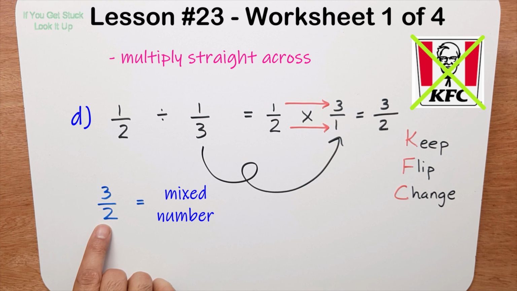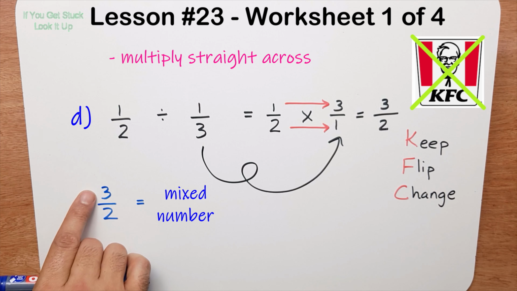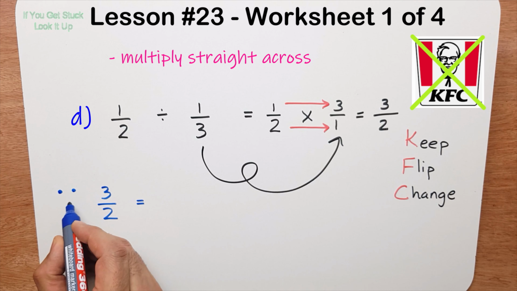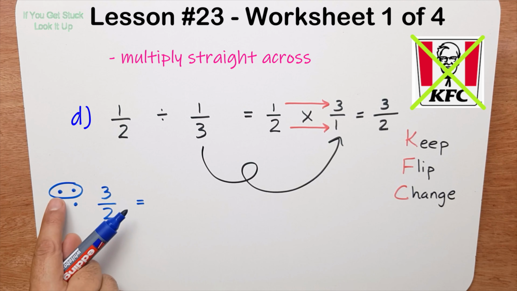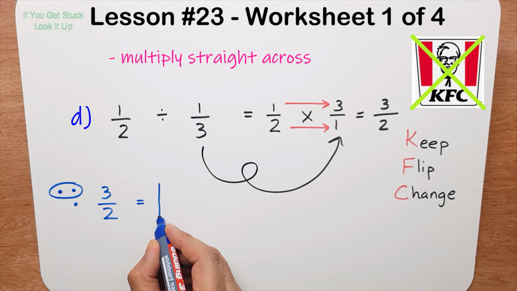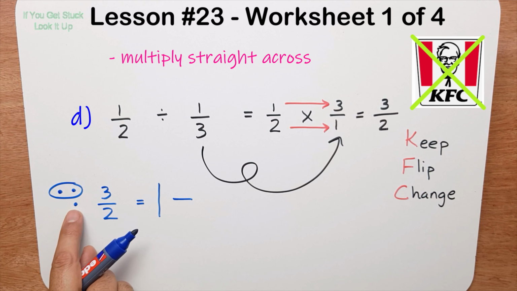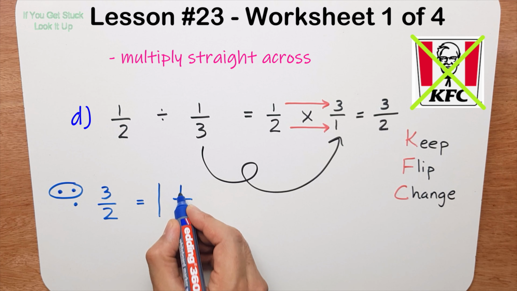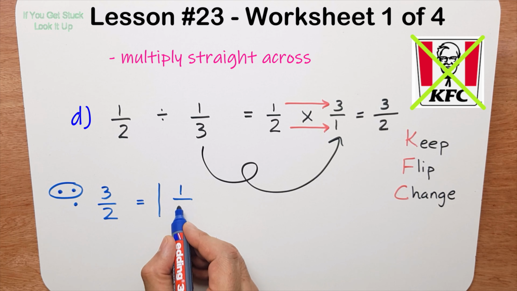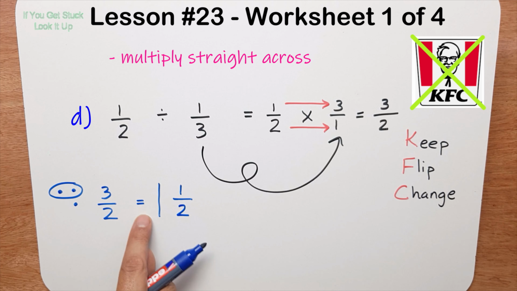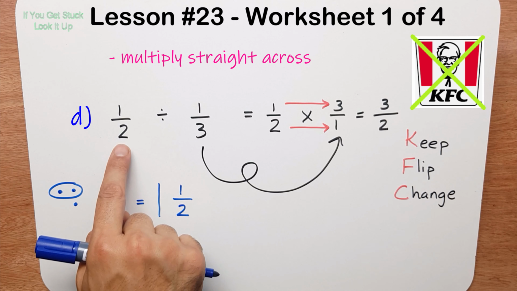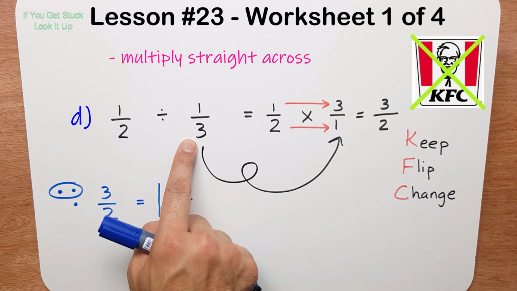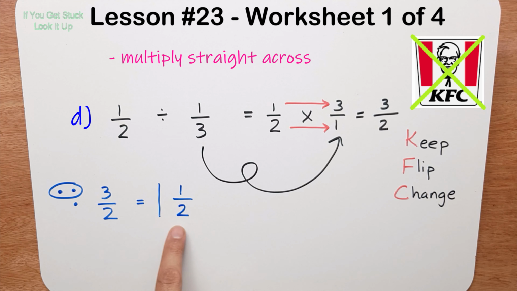So what I do is I ask myself, how many 2's can I get from 3? So if I have 1, 2, 3, how many groups of 2 can I get? That's one group, and then I've got a remainder. So that one group is the big one here. I've got my fraction line, and this remainder goes to the top, and this denominator stays the same. So 3/2 is equal to 1 and 1/2, or 1 and a half. So I can say 1/2 divided by 1/3 is equal to 1 and a half.